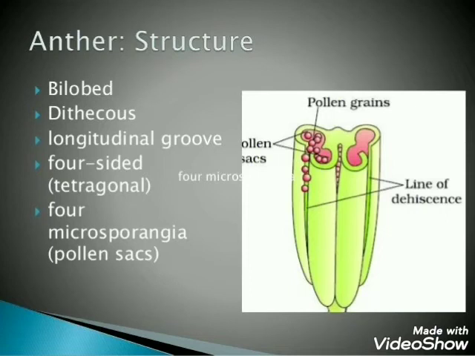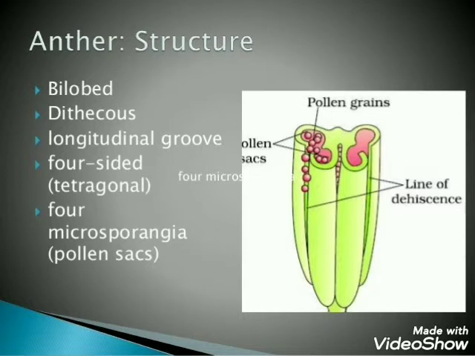Next is the structure of anther. A bilobed terminal structure is known as anther. It is composed of 2 anther sacs or lobes separated by a tissue called connective tissue. The anther is bilobed and each lobe or sac consists of 2 theca separated by a septum. The anther is a tetragonal, or 4-sided, structure consisting of 4 microsporangia, 2 in each of the lobes.